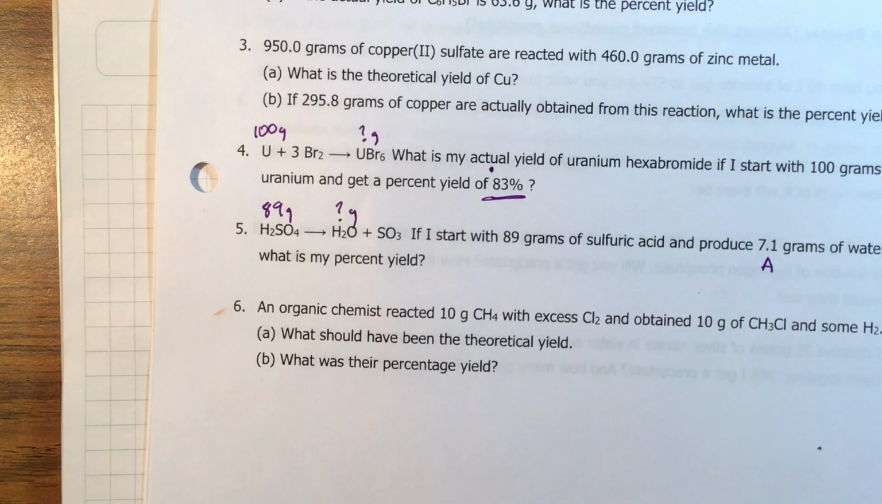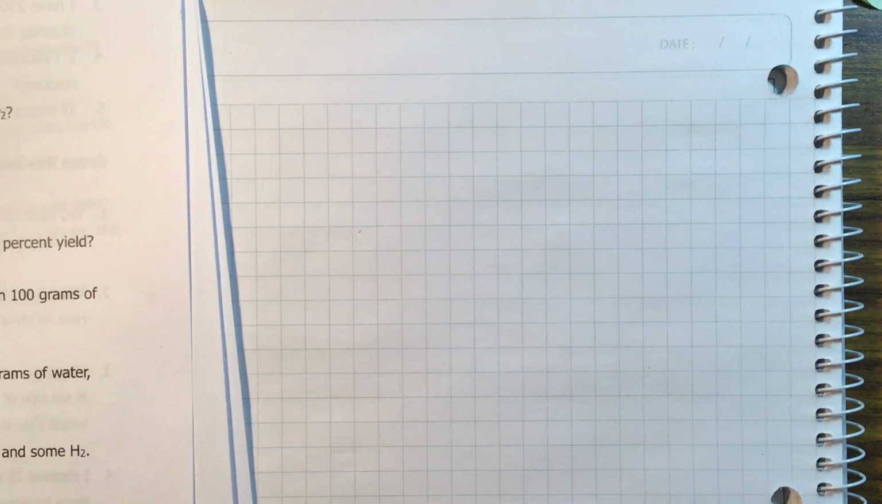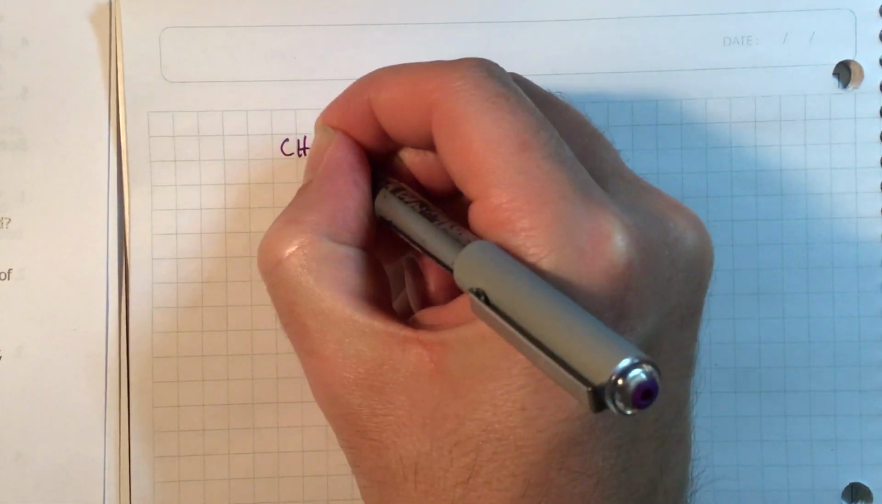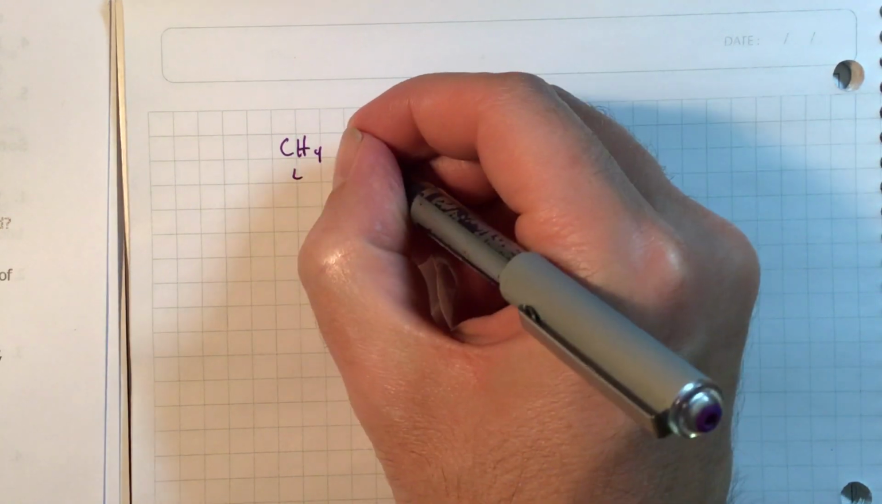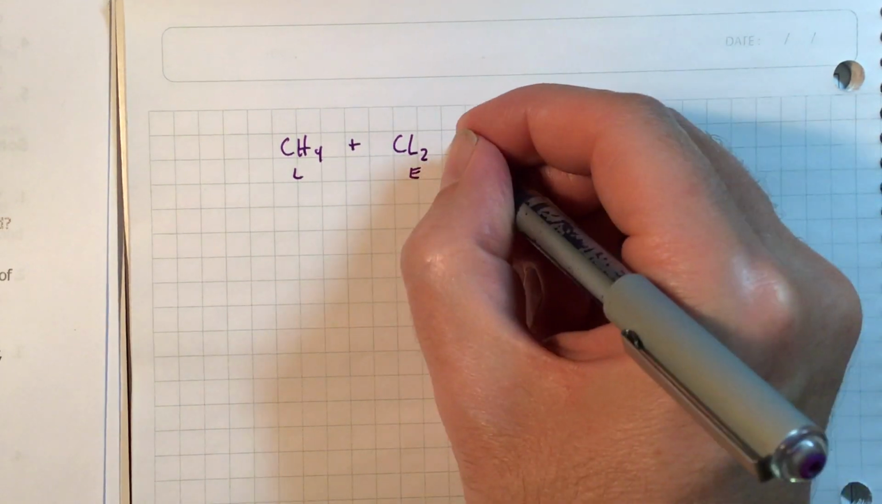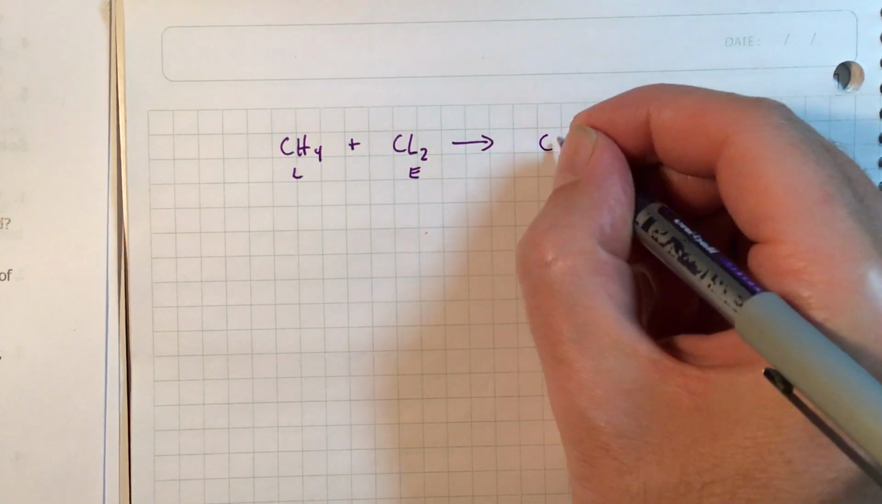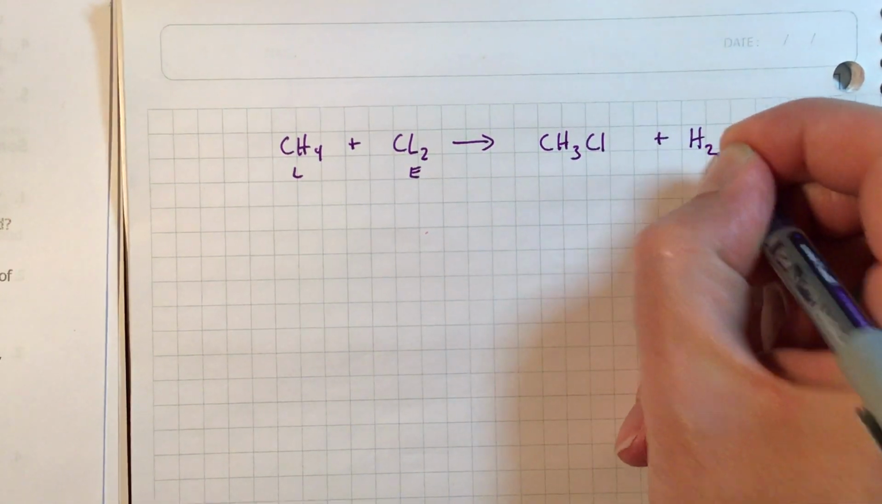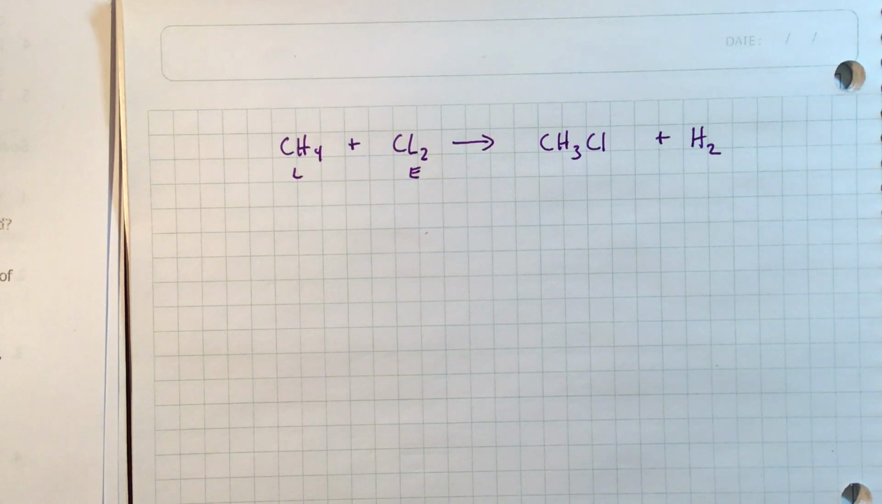Last one, we have to do a chemical reaction for it. An organic chemist reacts CH4 with Cl2 and got some CH3Cl and some H2. So let's put up a chemical reaction. So CH4, and it tells us that this guy's our limiting one, plus Cl2, this guy's our excess guy. We're going to get CH3Cl plus H2. Now we've got to balance this guy out.